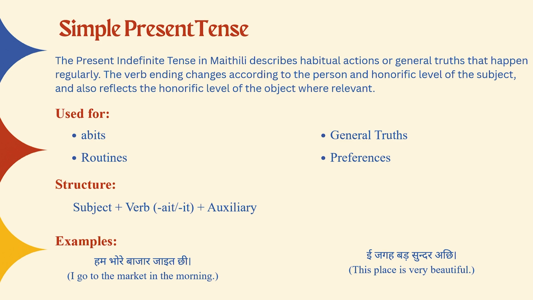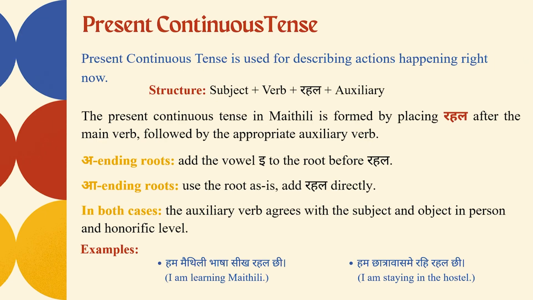Then we have E jaga bad sundar aich. This place is very beautiful. So it's a general truth or general statement. Moving on, in the third lecture we saw present continuous tense.